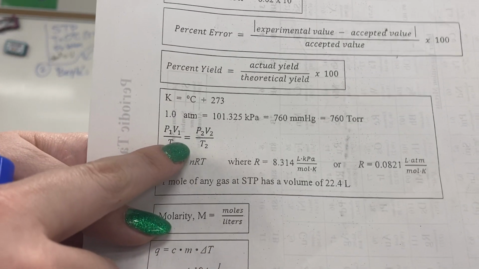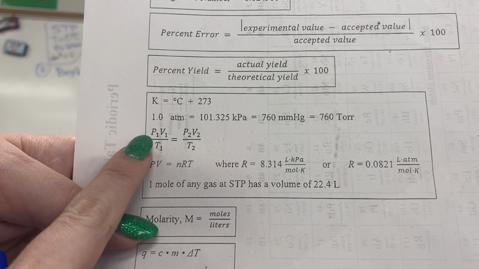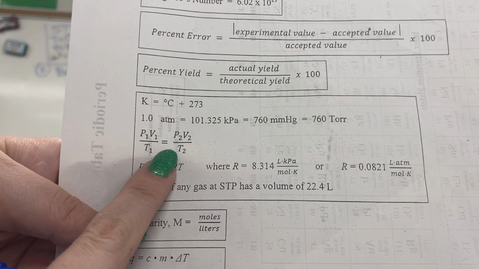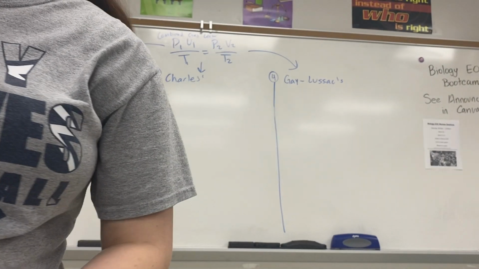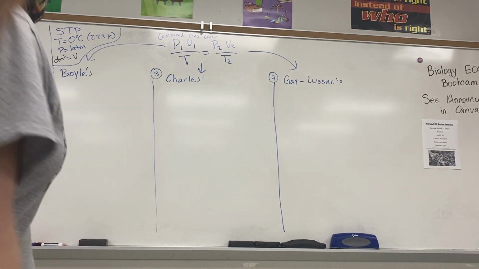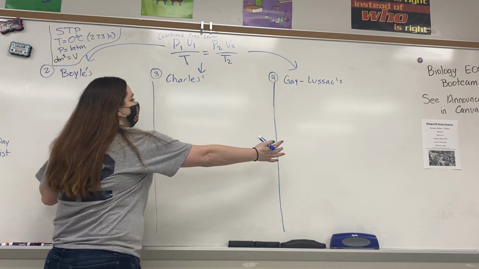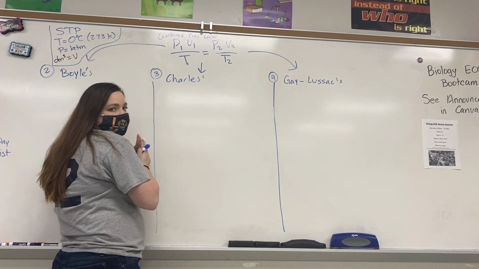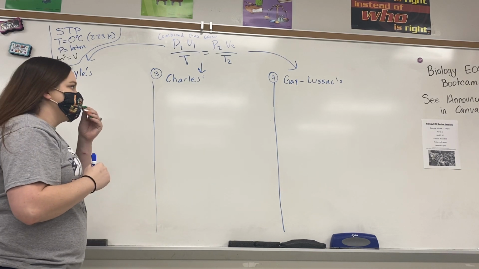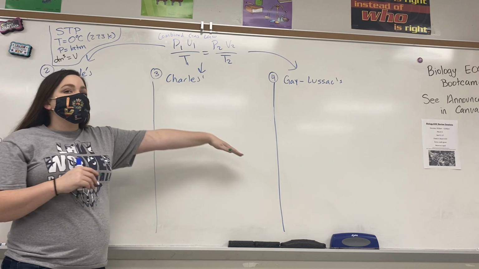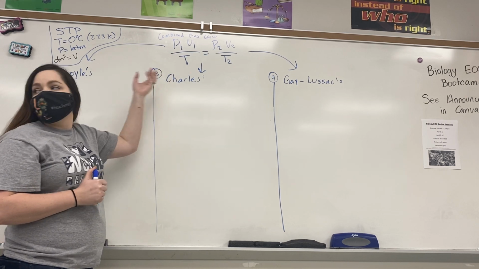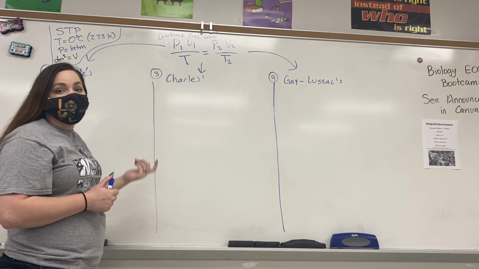And then right here, you have your combined gas law. So it's P1 times V1 over T1 equals P2 times V2 over T2. That combined gas law is literally what it is. It is a combined gas law of all three. They take all three of your gas laws and combine them into one big one. So you don't have to know the formulas of each. All you have to do is look at your combined gas law on your formula sheet and pull out which one you need depending on the problem.